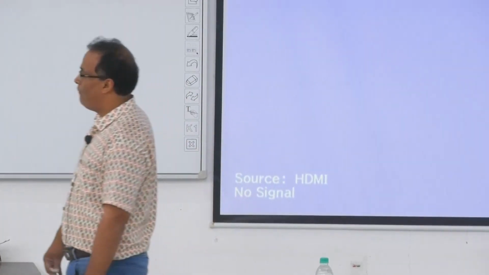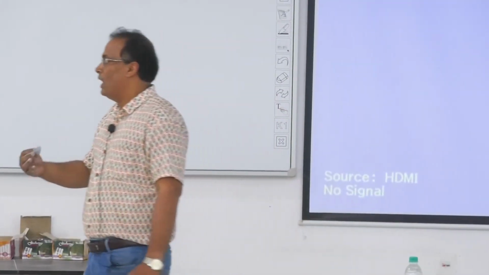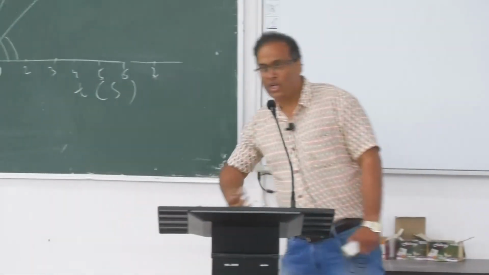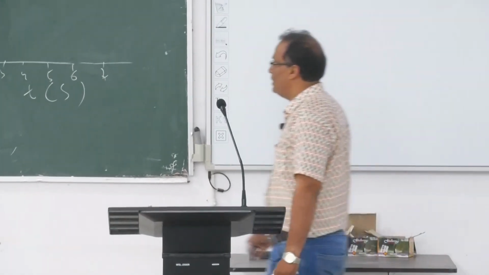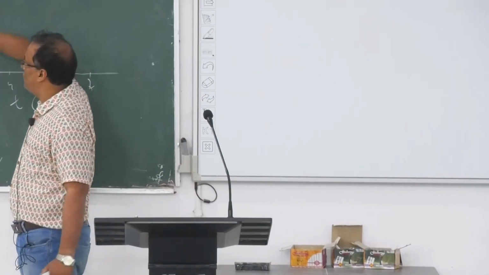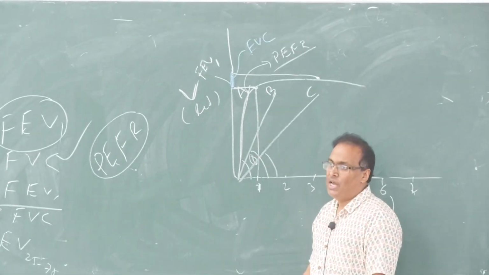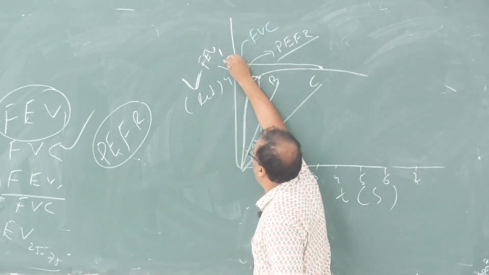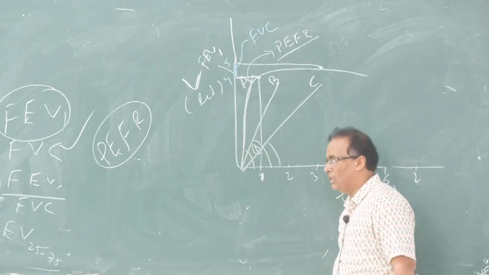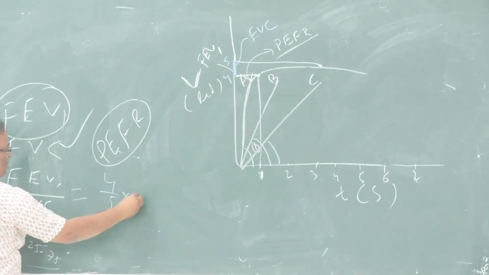Suppose the patient's FEV1 percentage shows a mild, moderate, or severe degree of obstruction. That is a percentage. The concept is that we take the volume in one second, and that gives us the FEV1. Suppose one example: the ratio is 4 by 5, that is 80 percent.